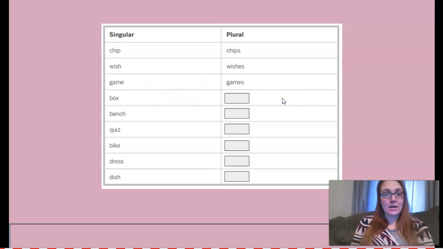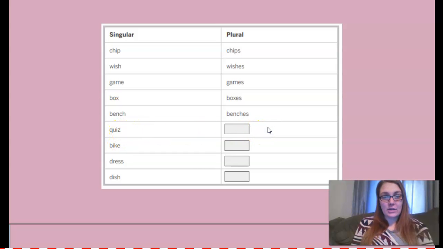Box becomes boxes. Bench, benches. And remember the SH, X, CH, and double S words, those are going to be adding an ES. Game already ends in an E, so it's just adding an S. And then words like chip, you just add an S.